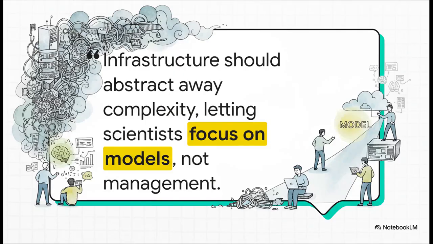And the report we're drawing from says it perfectly here. Your infrastructure has one job: to get out of the way. It should be invisible. Your data scientists are incredibly valuable, and their time should be spent building models, not wrestling with infrastructure or waiting in line for a GPU.